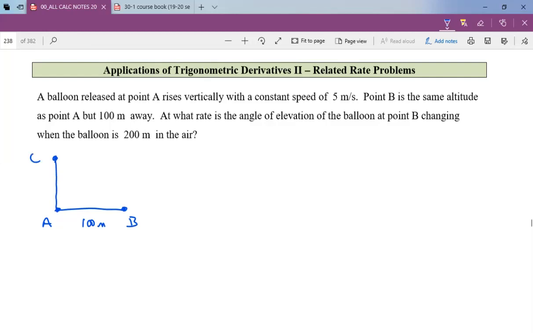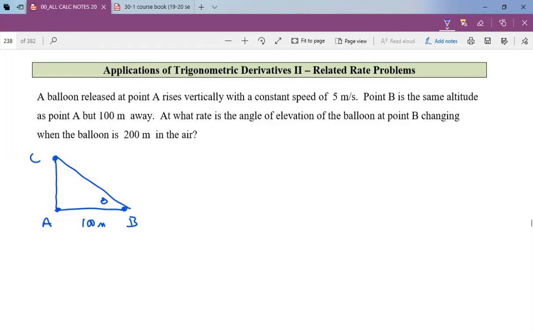Let's call that C. At what rate is the angle of elevation of the balloon at point B changing? So there's our theta right there. At what rate is it changing when the balloon is 200 meters in the air? So remember that when we find our rate, it's happening specifically at a value of 200 meters in the air.